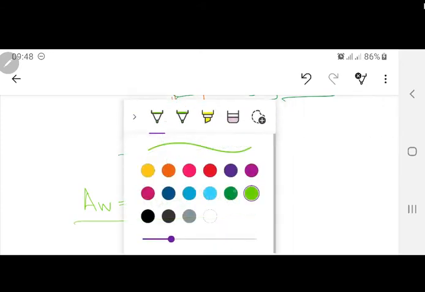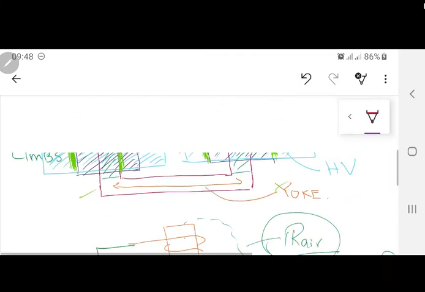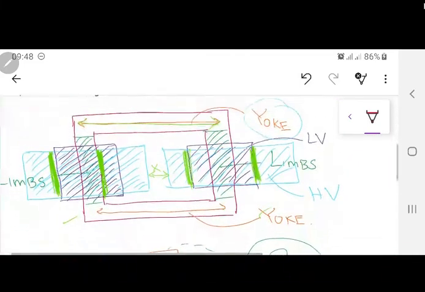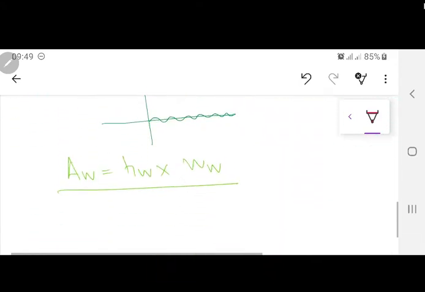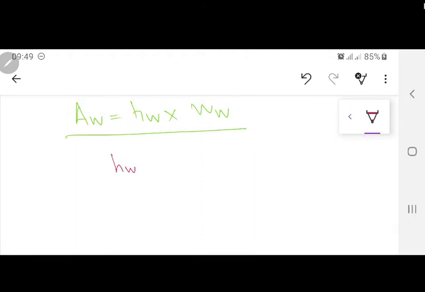If I go back to my diagram over here, let me use another color. This distance was the height of the window, and from here this distance was the width of the window. Now this book says that if you are going to design it, keep the height of the window divided by the width of the window equal to a factor of 2 to 4. Again, it's a factor which you have to choose.